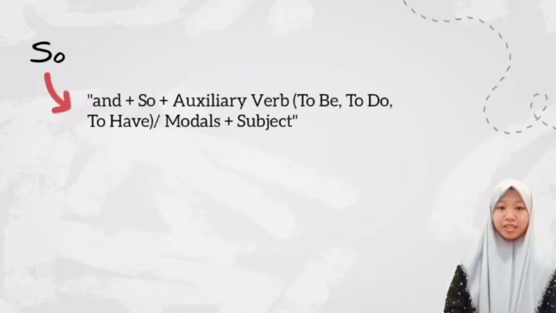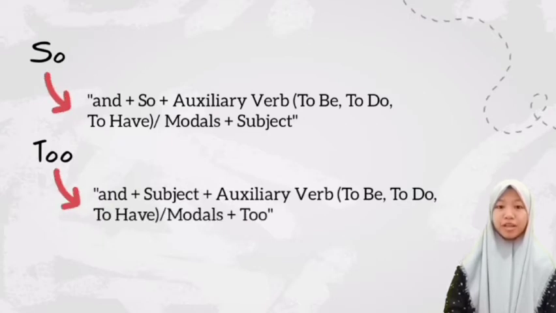The formula of so: there is a conjunction and, plus so, plus auxiliary verb to be, to do, to have, or modals, plus subject. The formula of too: there is a conjunction and, plus subject, plus auxiliary verb to be, to do, to have, or modals, plus too. The subject and the auxiliary verb used are the subject and the auxiliary verb in the second sentence.